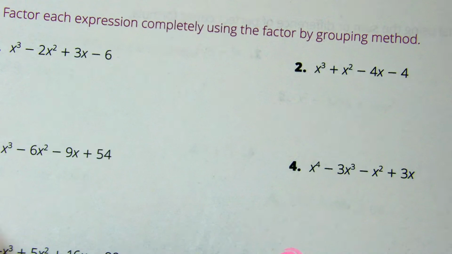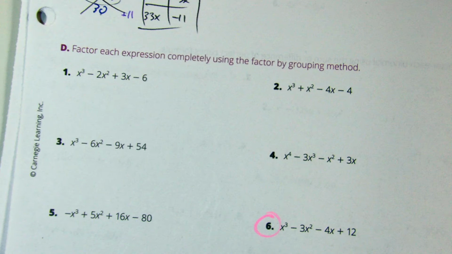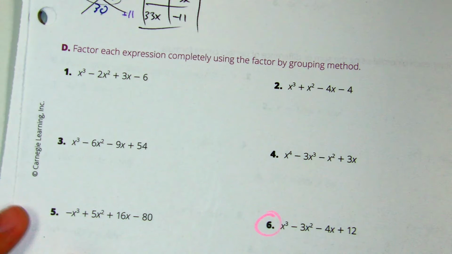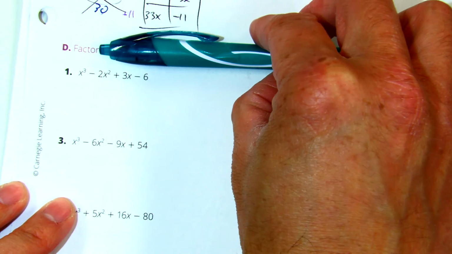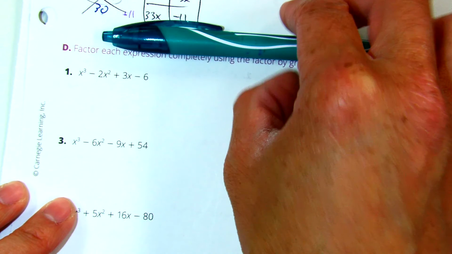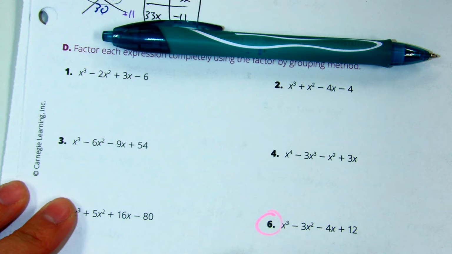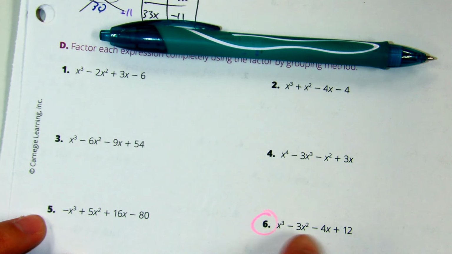D6 says factor each expression completely using the factoring by grouping method. Okay? Remember, I'm not going to tell you factor by grouping tomorrow. I'm just going to say factor completely. So how do I know to use the grouping method? You just have to count. 1, 2, 3, 4. There's 4 terms.